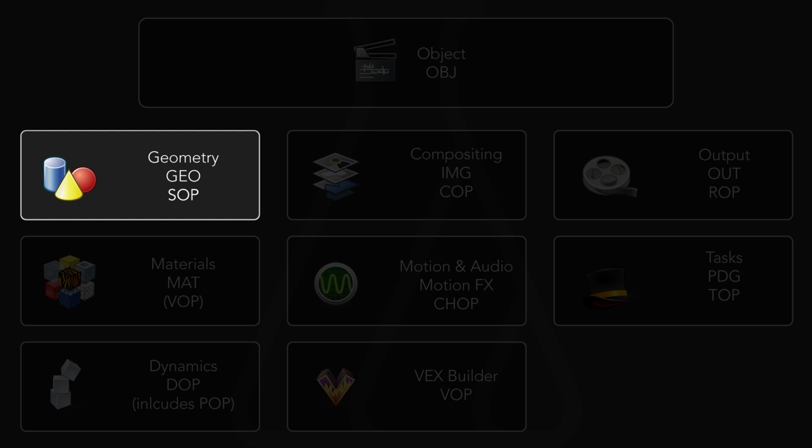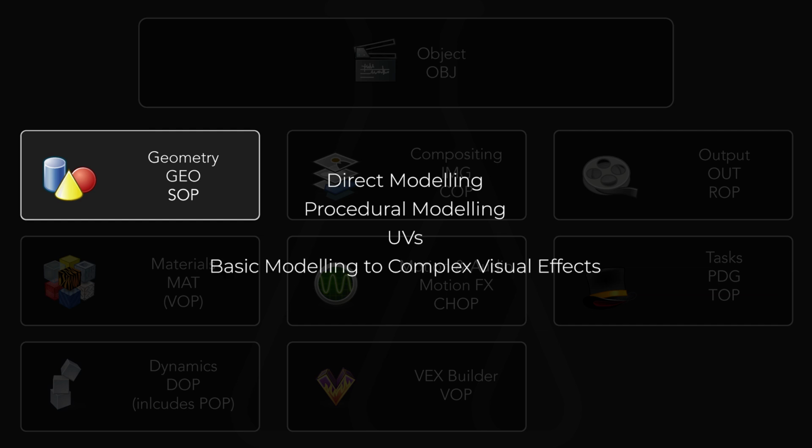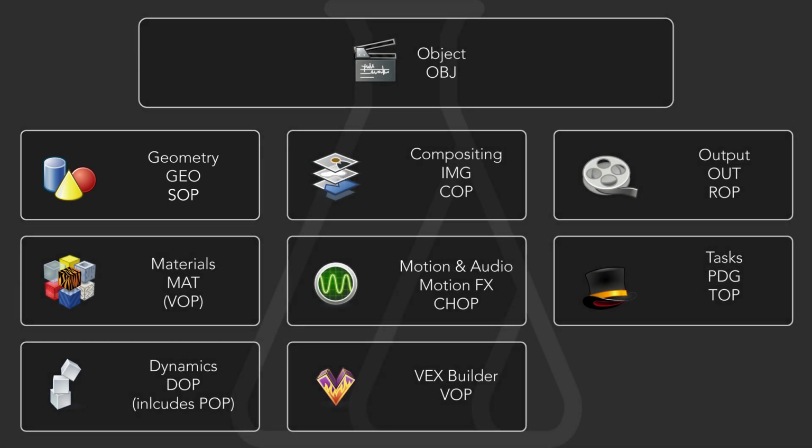The geometry context is a hugely important context in Houdini. Direct modeling, procedural modeling, and UVing work all happens here. Understanding this context and how it relates to and works with the object context is really the place to start learning Houdini. In terms of creating 3D assets and imagery, nearly everything that you do from basic modeling to complex visual effects will involve using this geometry context.